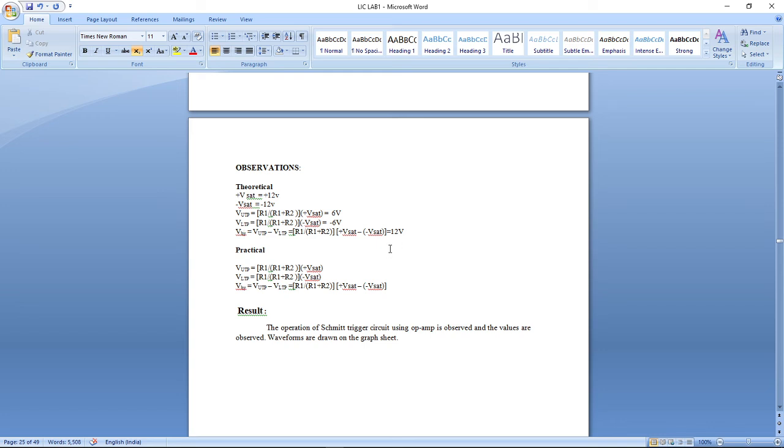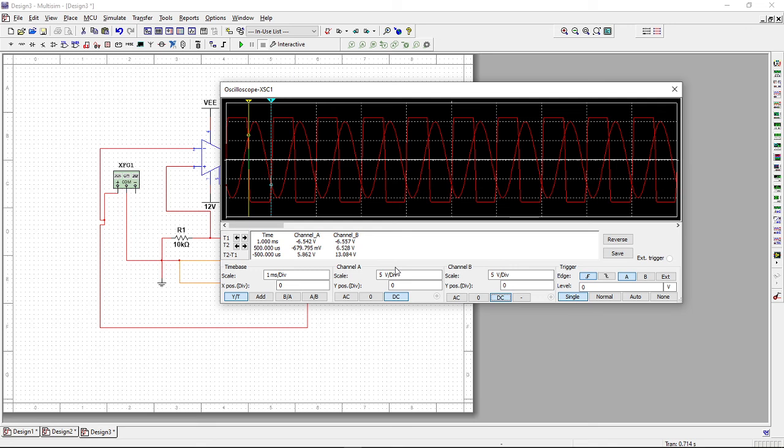That means I got 13 volts. It is not a problem. That might be a difference of 1 volt or 2 volts. The difference will occur while doing the circuit connections or anything, etc. Okay, let us see the transfer characteristics of Schmitt trigger.